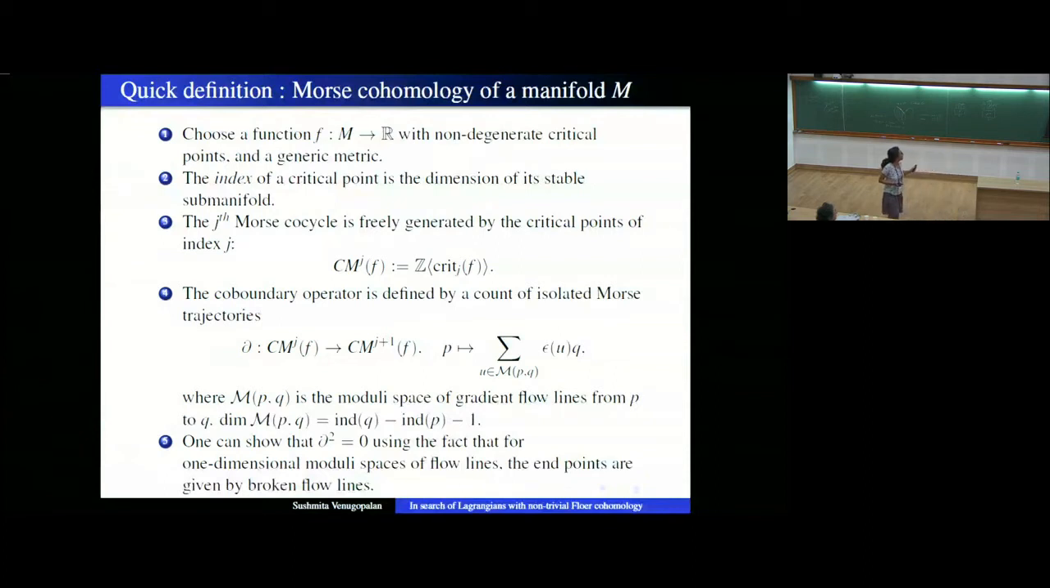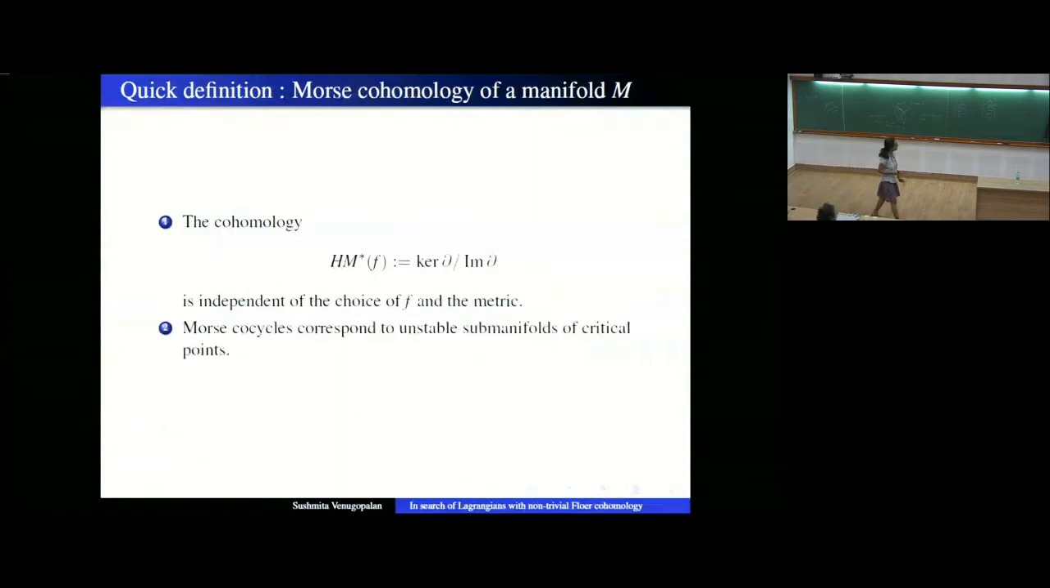Yes, so I'm doing cohomology. If I were to do homology, it would be the other way around. So it's just a matter of, you can just flip the whole thing. Okay, so since you have boundary squares to 0, you can define cohomology as kernel mod image. And my Morse cocycles, which I'm going to use in the definition of Floer cohomology, these are just unstable manifolds of critical points.